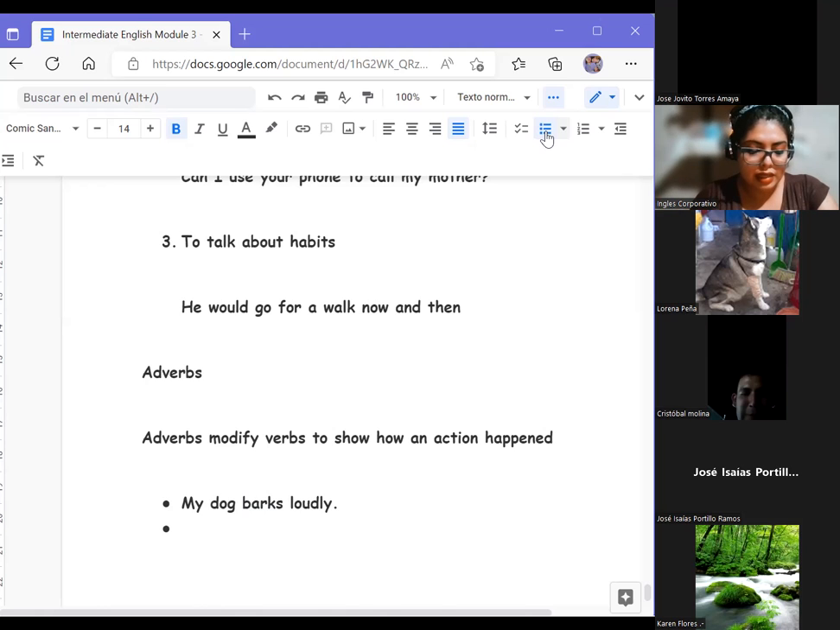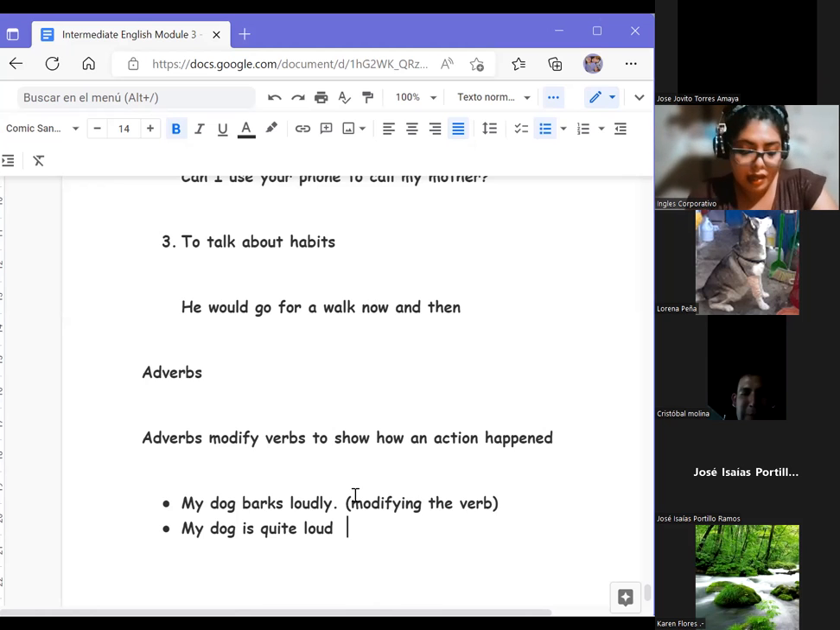Then we have the second one, and it says, my dog is quite loud. So we are going to mark here that we are modifying the verb. And in the second one, my dog is quite loud. We are modifying an adjective, because loud in that case is an adjective, to add intensity to the adjective. Estamos agregando intensidad al adjetivo que estamos modificando. Mi perro es un poco ruidoso.